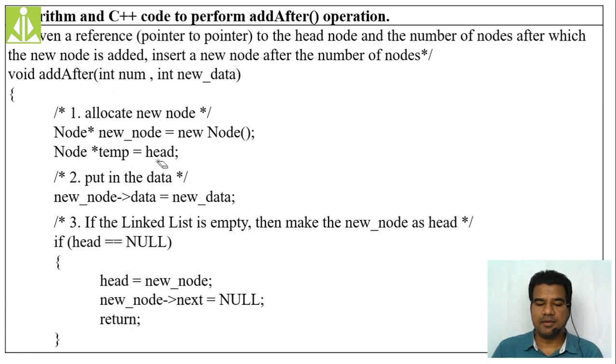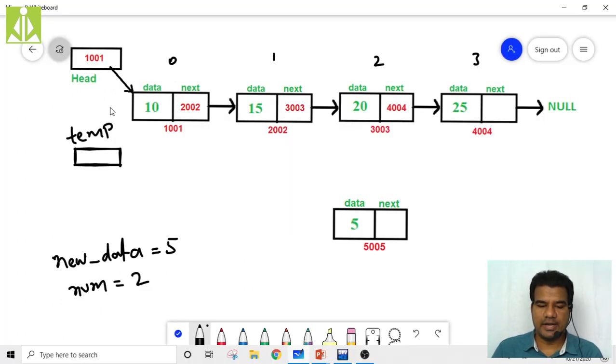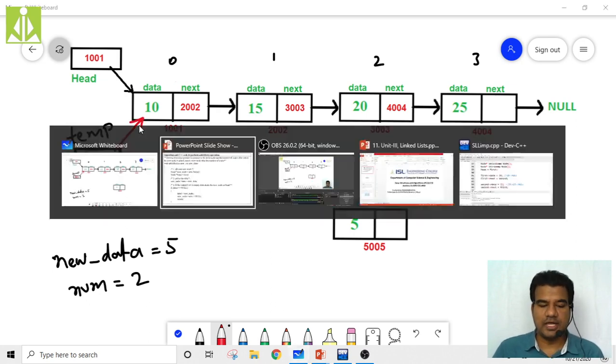Node star temp equals head. So what head is holding, the same thing we are copying into this. Head is holding 1001, so that 1001 will come over here also. So 1001 means ultimately your temporary pointer is going to point to the first node. Okay, your temporary pointer is pointing to the first node.